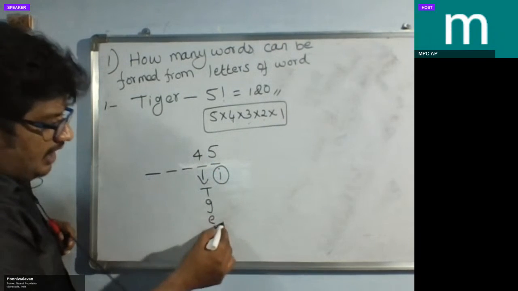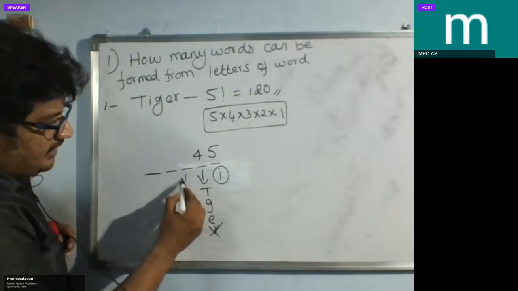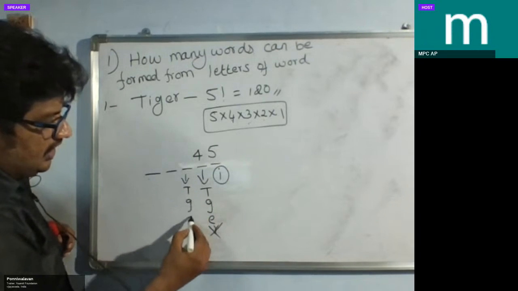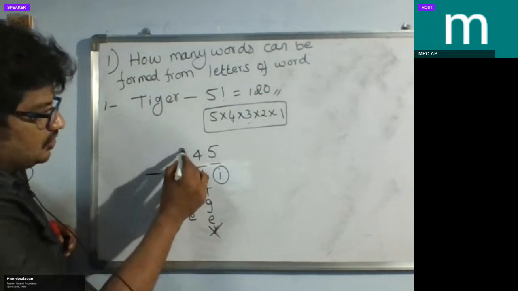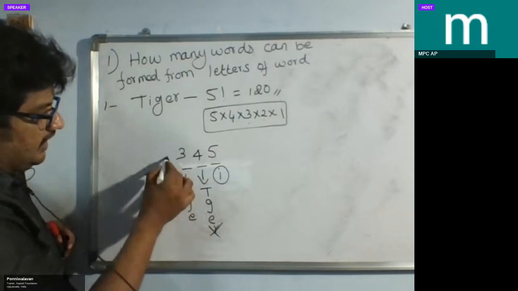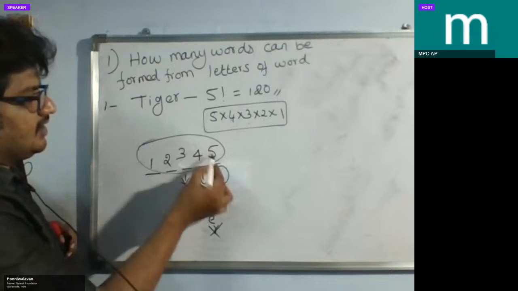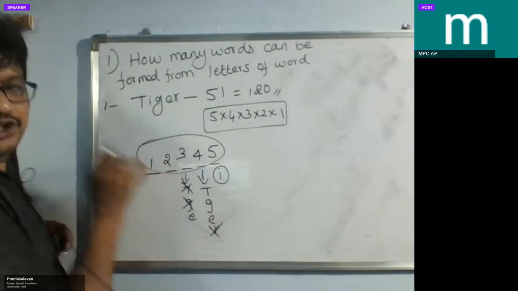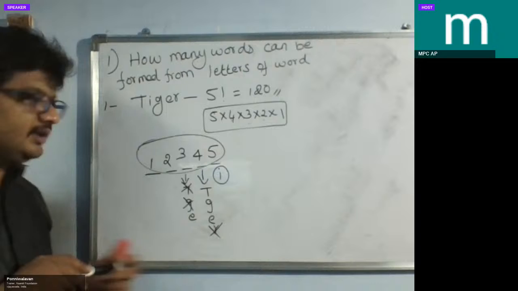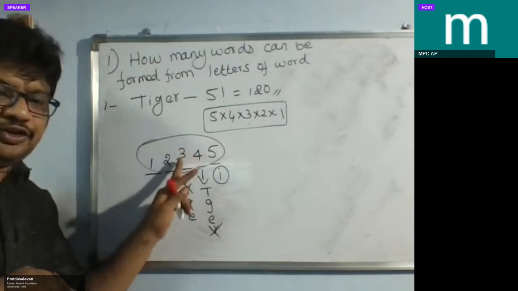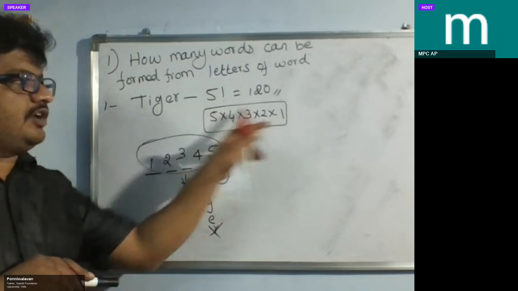Suppose if I put R here now, here how many letters possible? T, G, E. So 3. Suppose if I put T here now, here 2, 1. That's how we get 5 into 4 into 3 into 2 into 1. Clear? That's why we are putting 5 factorial.